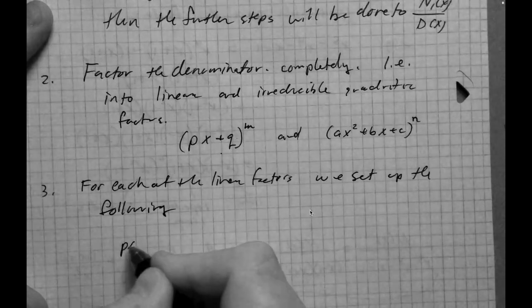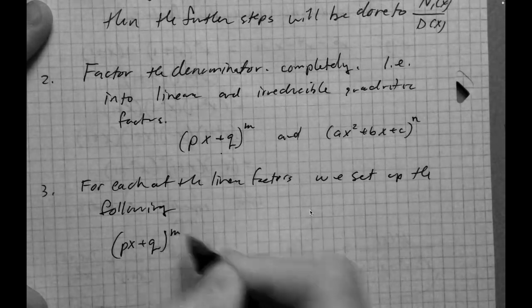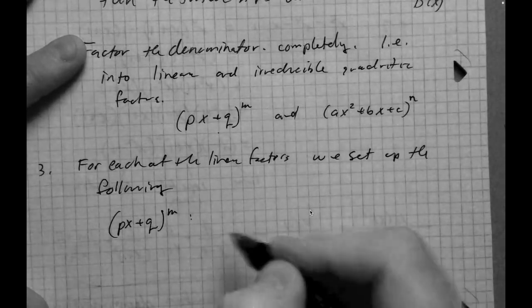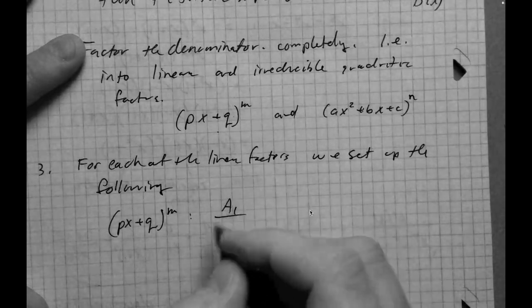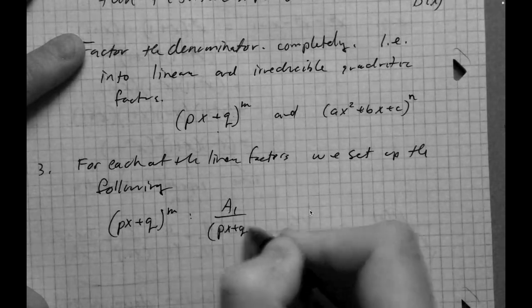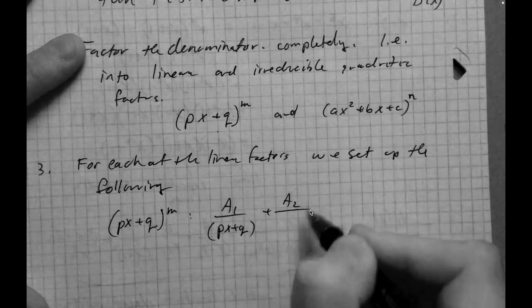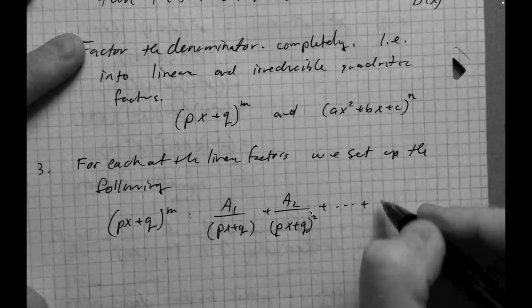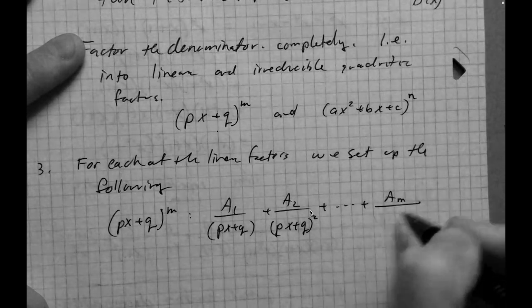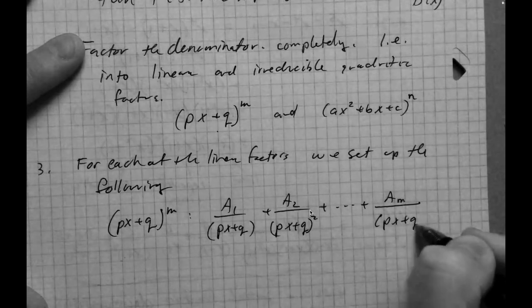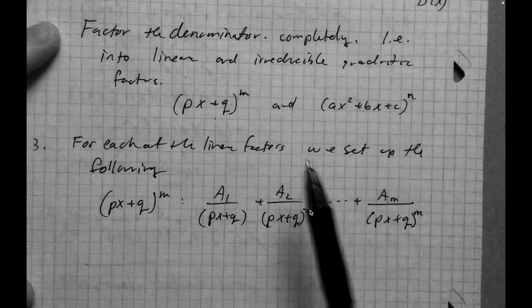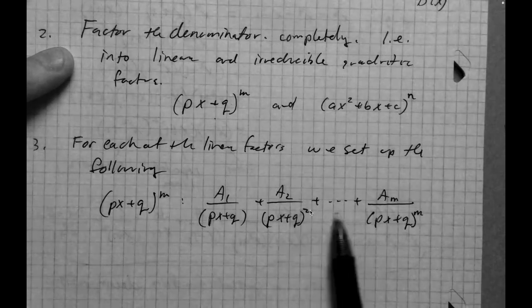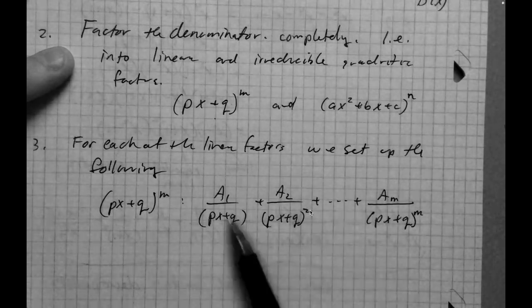Right, so if I have px plus q to the m power, then I'm going to set this up as the sum of partial fractions. It'll look like this: a1 over px plus q, the first power, plus a2 over px plus q to the second power, plus dot dot dot, plus am over px plus q to the m power. So basically, however many times the factor is repeated, I'm going to require that many terms in the sum of partial fractions.